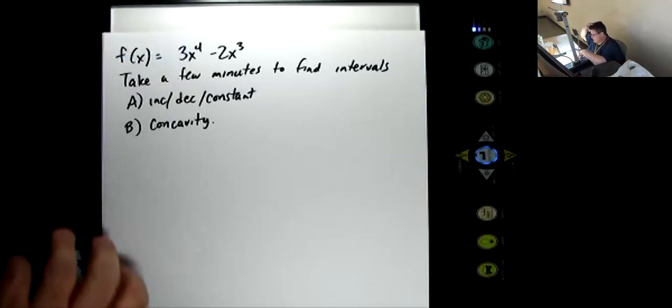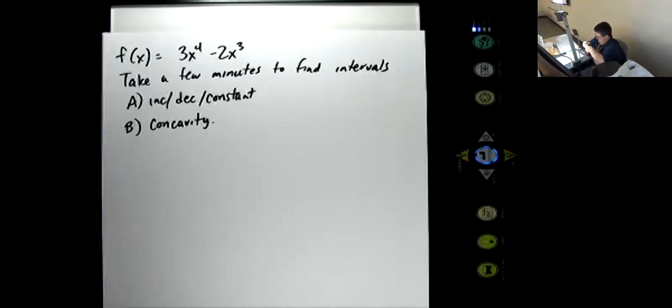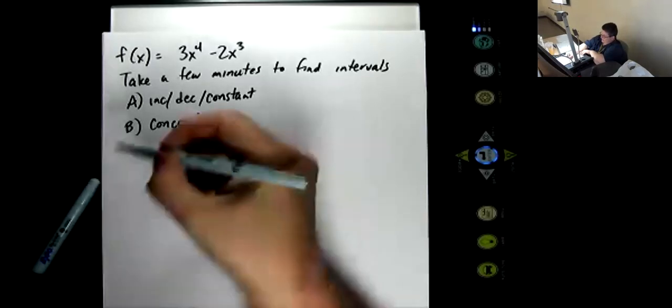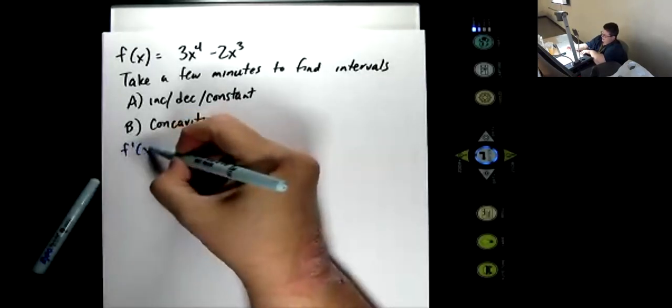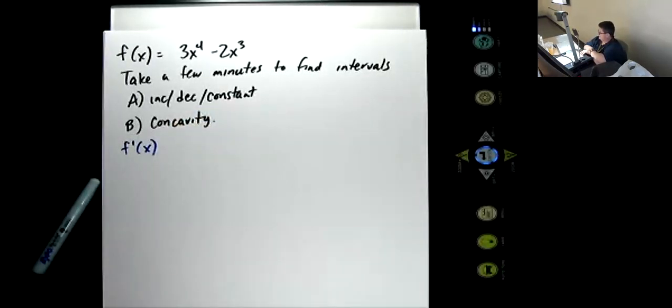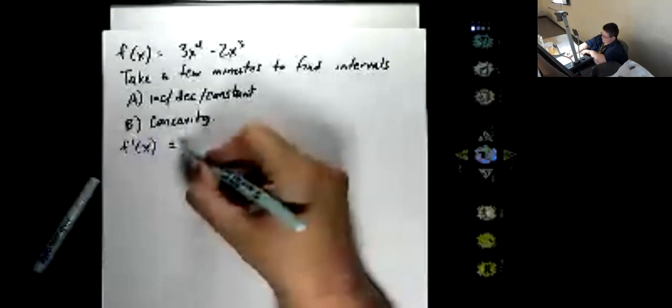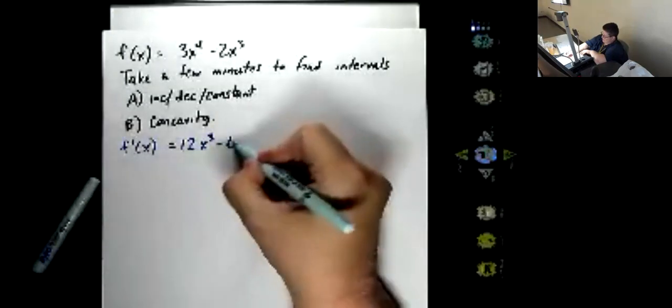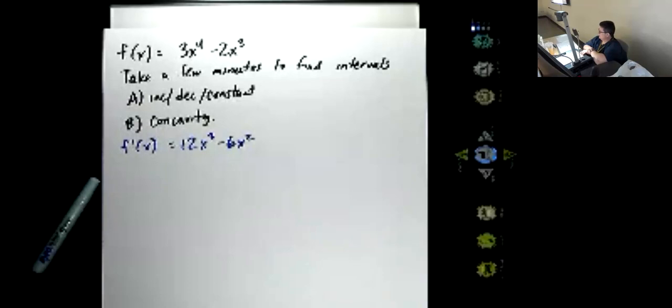All right, what do our derivatives give us? What's the first derivative? 12x cubed minus 6x squared. That looks pretty good to me. That looks about right.